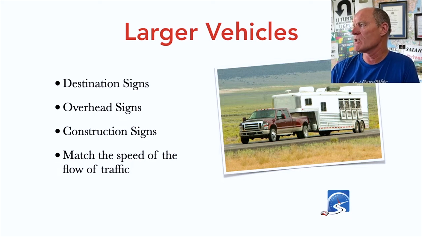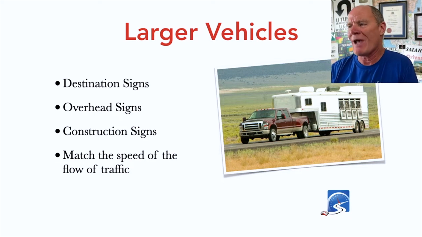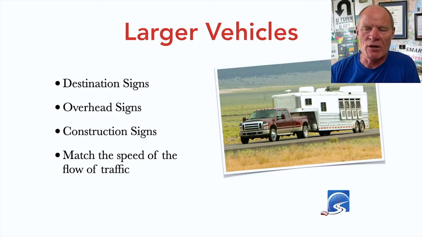Overhead signs, construction signs: match the speed of the flow of traffic. I do advocate that if you have your license, keep up with the flow of traffic. It will make you more predictable on the roadways. Now, in the United States, as a rule of thumb, it's 5 miles an hour over the posted speed limit. Here in Canada, it's 10 kilometers over the posted speed limit. You will not be pulled over by police in most situations.